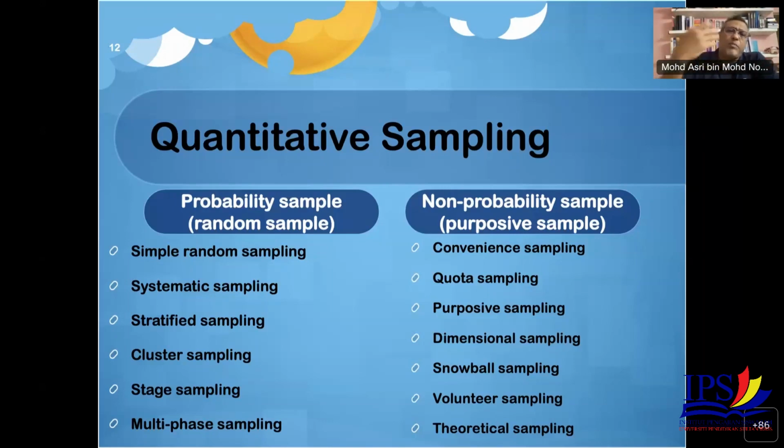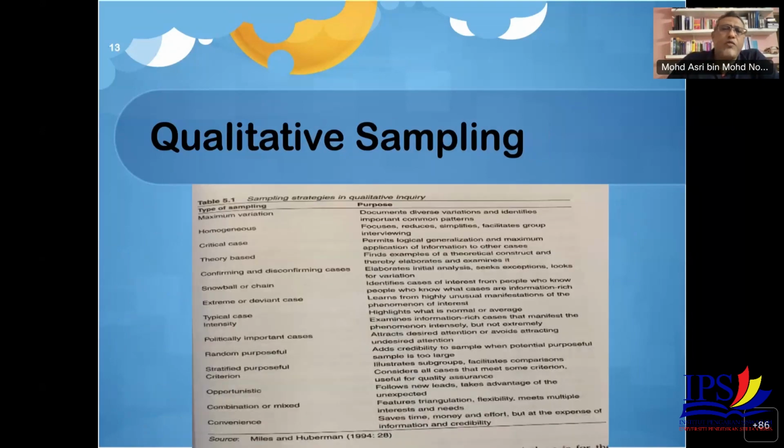So make sure you understand how to calculate sample size. But of course, you don't need to do the calculation because we already have tables prepared by various researchers. And like I said, the most common that people use would be Krejcie and Morgan. Okay. So if you're doing qualitative research, then of course there are many kinds of sampling technique that you can use.